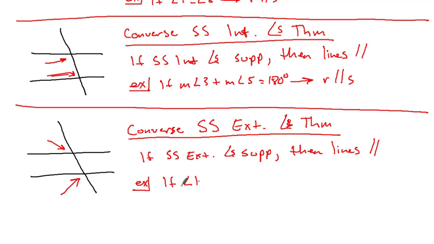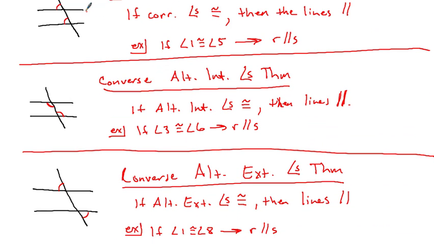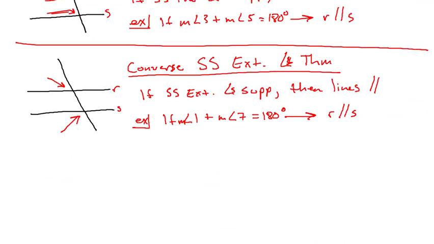the measure of angle 1 plus the measure of angle 7 equaling 180 degrees. So you see that happen. You would conclude that the line R is parallel to the line S. And we can go back through our pictures and mark all these R and S if it helps you when you're studying. So R S, R S, and R S.